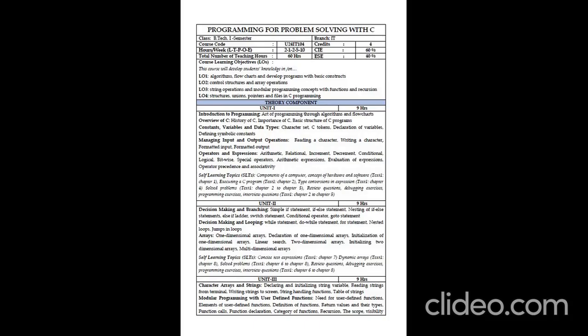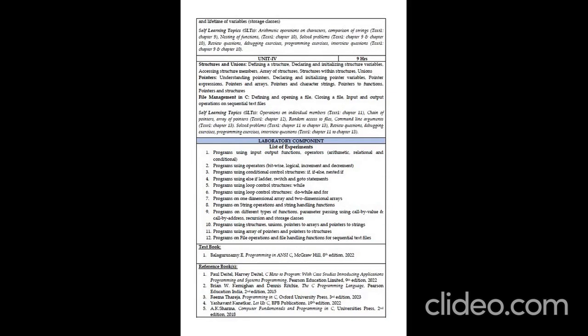In Unit 3, we have to discuss character arrays and strings, modular programming with user-defined functions, and function types, how to declare the functions, how to define the functions, how the return values and return types work, different categories of function, recursive functions, scope, visibility, and lifetime of variables also we will discuss in Unit 3. In Unit 4, we will discuss structure and union, pointers, and file concepts in C programming. Apart from those topics, a few self-learning topics also will be covered.